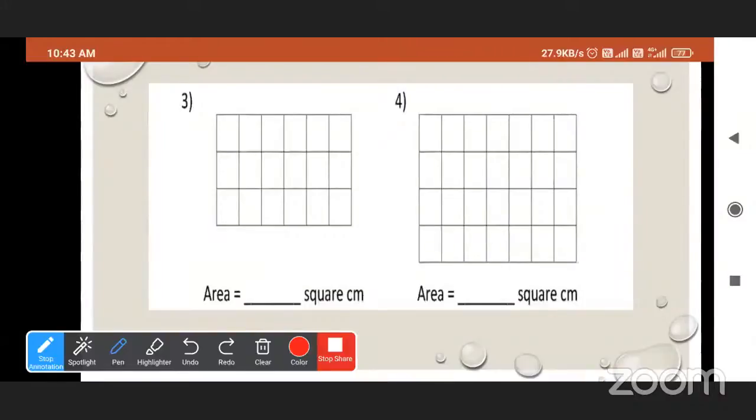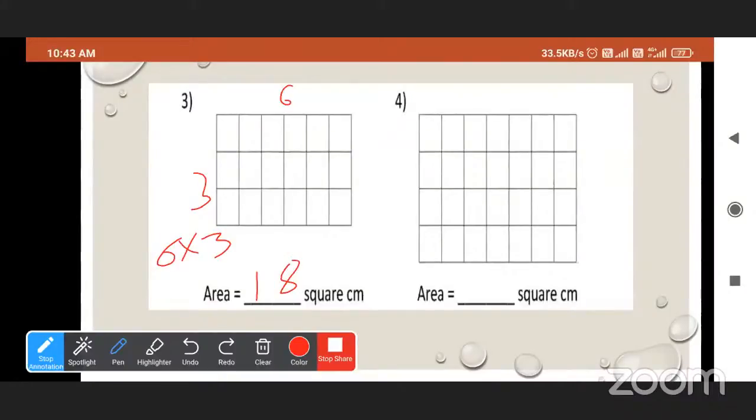Sir, 18. Okay. See the number of squares. Here is 6 and here is 3. So to get the area easily, we will multiply the length by the breadth. If we do 6 into 3, then we will get the area, that is 18. This is the total number of squares.